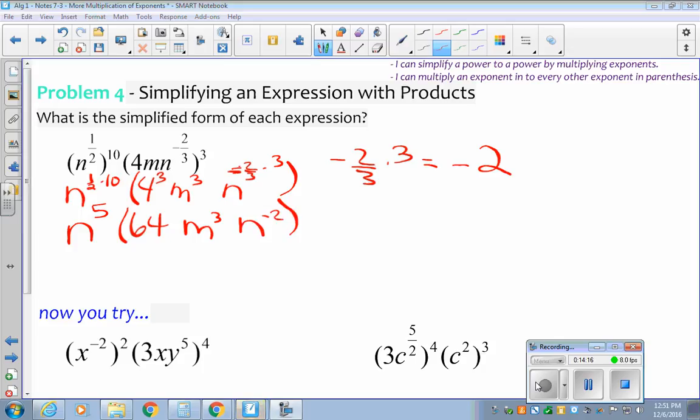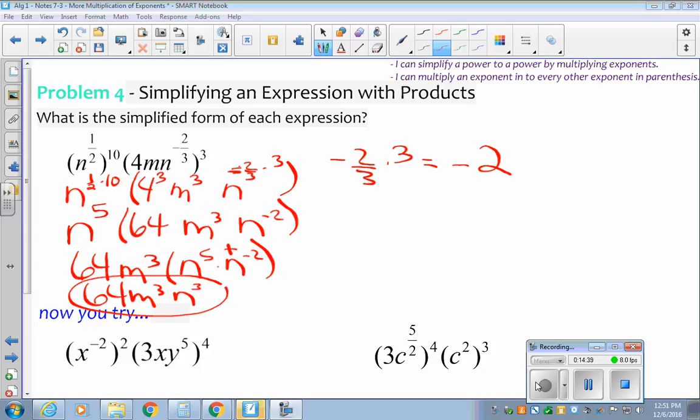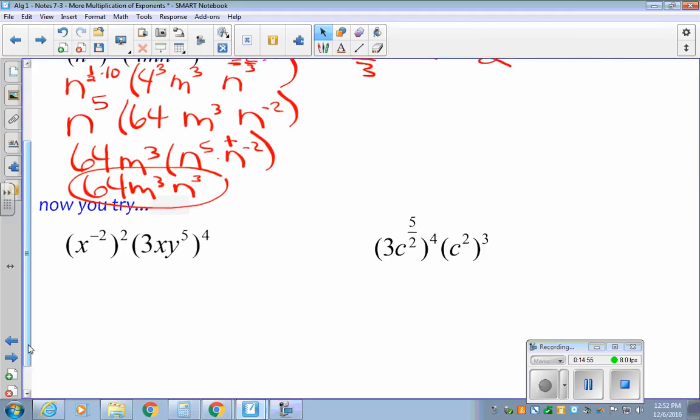All right, let's pull out 64 and m to the 3rd and buddy up the n's together because they're like cousins. It's been so long. We have 64m cubed. And then we're going to add these exponents together. And 5 plus negative 2 is 3. So all that shenanigans gives us 64m cubed n cubed. Remember, we put the numbers in the front. We alphabetize the letters. Okay, so you guys go ahead and give that a whirl. Check our answers in 1 minute.